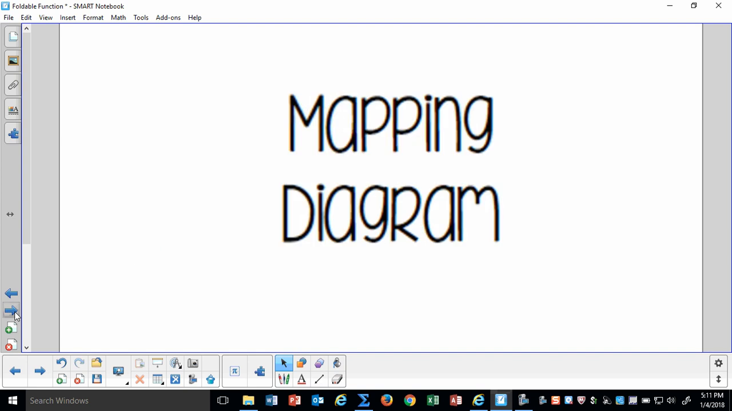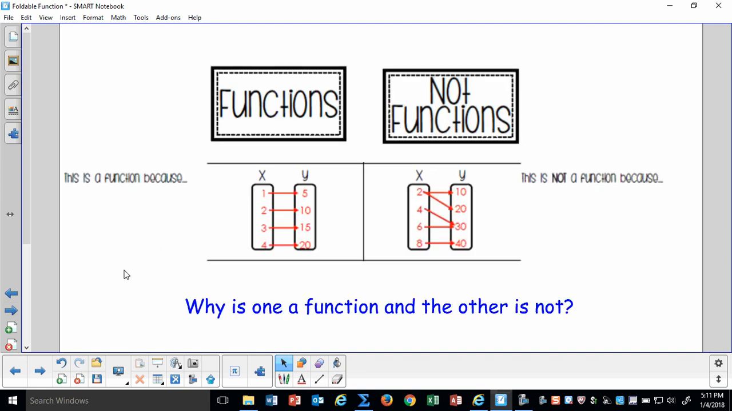Let's look at an example of a mapping diagram. On the left side, this represents a function. On the right side, this represents a mapping diagram that is not a function. Again, think to yourself, why is one a function and the other is not?